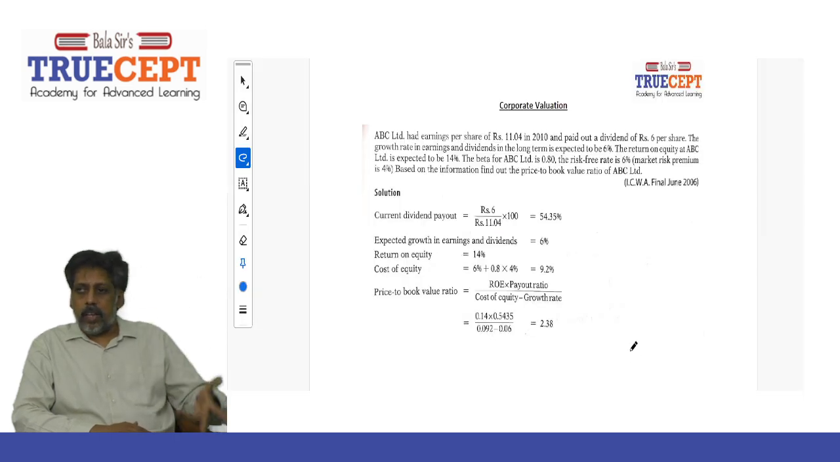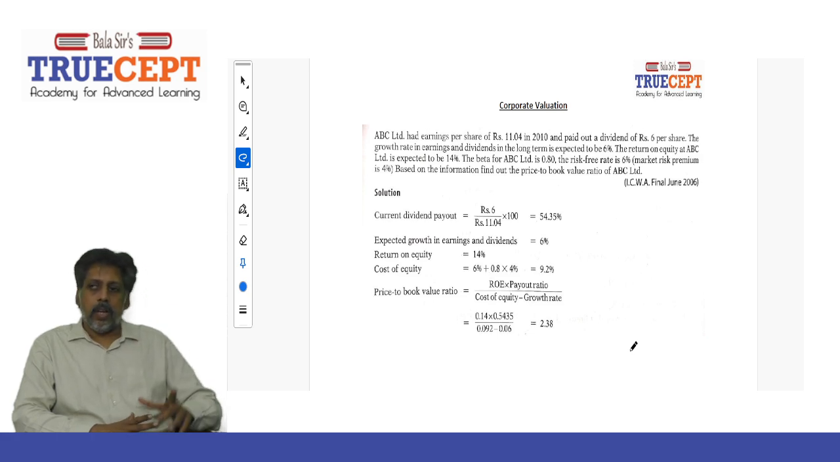Okay, guys, let us go ahead and take on another example on corporate valuation that is important from your examination standpoint. Now, let us go through this example in which you have been asked to calculate something called the price to book valuation. So let's go ahead and take on the question, the data.